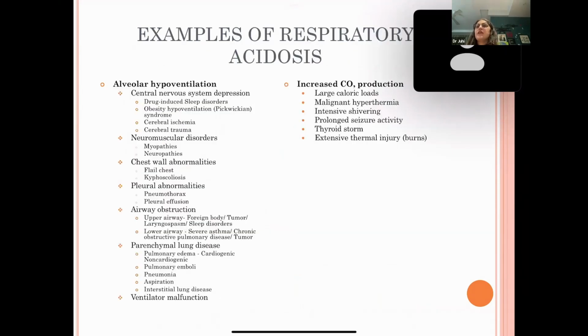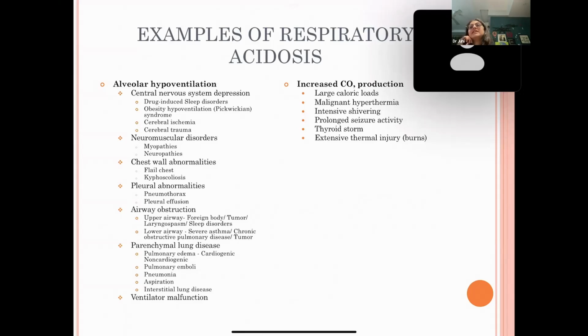So examples of respiratory acidosis, there are many. Alveolar hypoventilation, CNS depression, like some sleep disorders, OSA, some obese patients come with it, neuromuscular disorders, myopathies, neuropathies, flail chest, kyphoscoliosis, where the wall movement is restricted, pneumothorax, pleural effusion, some obstruction in the airway, emboli, pulmonary edema, aspirations, ventilator malfunction, or malignant hyperthermia, intensive shivering, seizure activity.